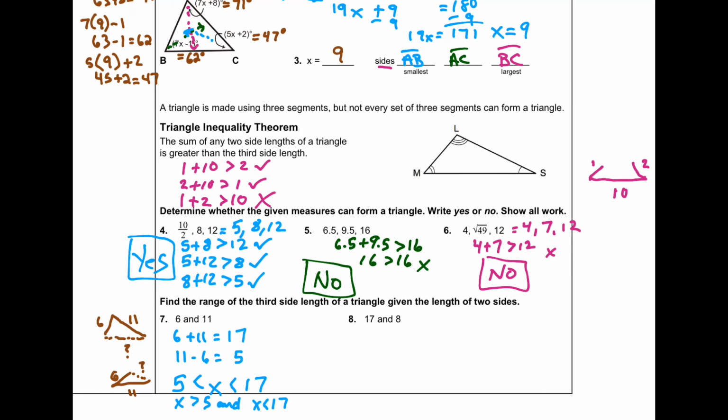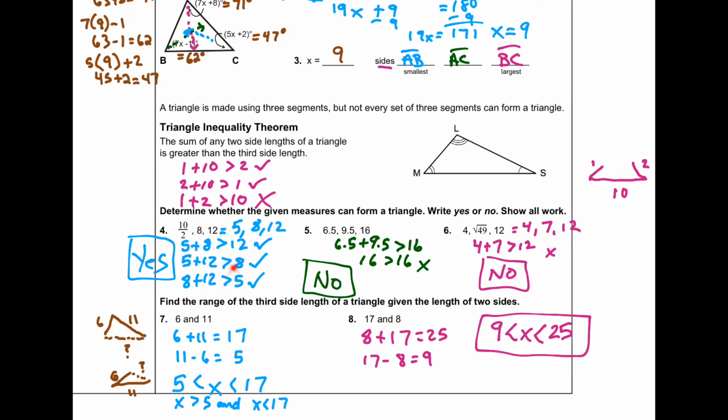All right, go ahead and try number 8 on your own. See if you can figure out the answer. Pause the video. When you come back, you'll see it. All right, so when I add those two sides, I get 8 plus 17 equals 25. And when I subtract those sides, I get 17 minus 8 equals 9.